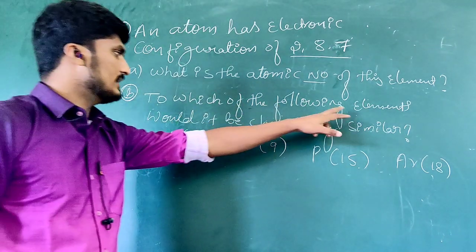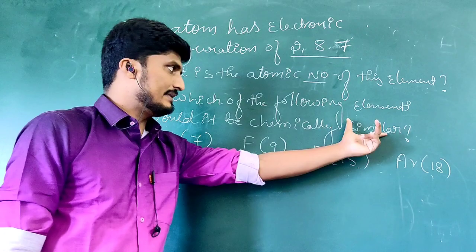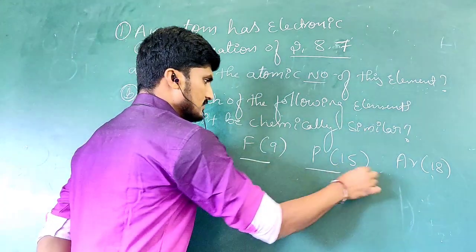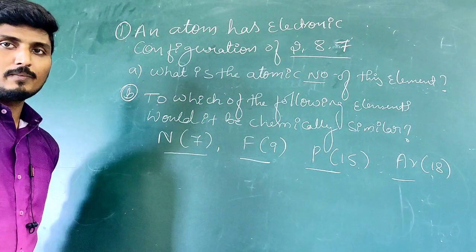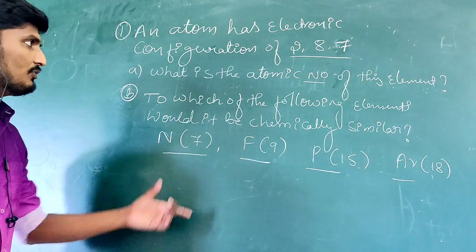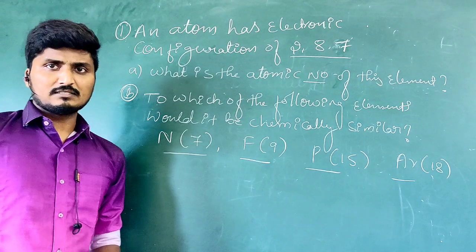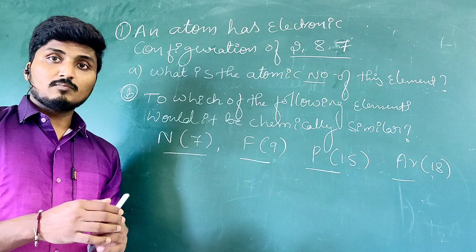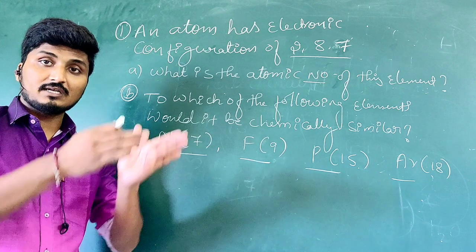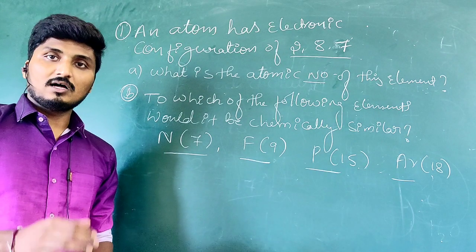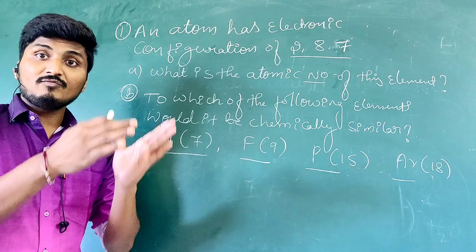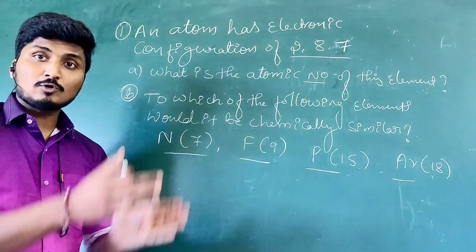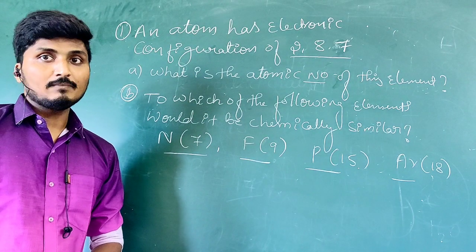to which of the following elements would it be chemically similar? Children, they have given some elements, nitrogen, fluorine, phosphorus, argon, with the atomic numbers. If you want to find out the chemical properties of those elements, we already know the modern periodic table is classified, especially the groups, based on the same physical and chemical properties. So, if the elements belong to the same group, then they will show the same chemical properties.